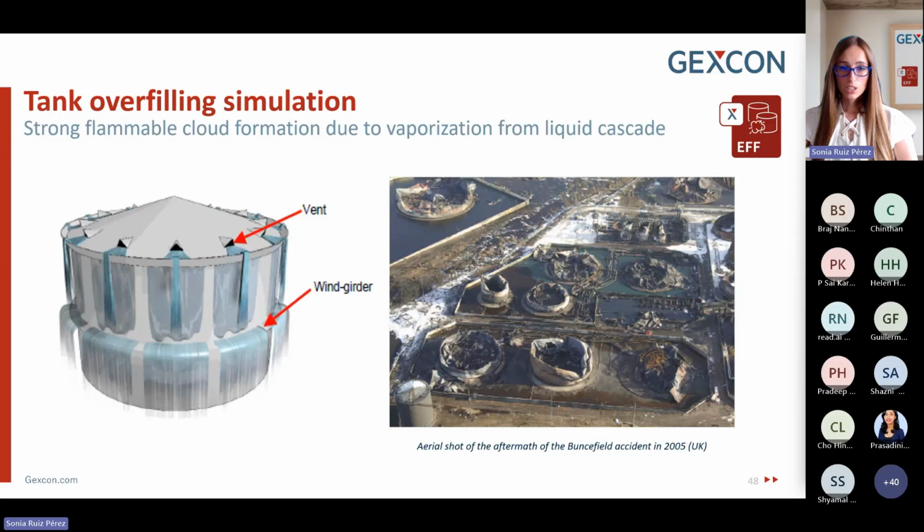Some more advanced models include a tank overfilling model. So prior to the Buncefield incident in 2005, the risk associated with overfilling fuel tanks was not fully understood. It was initially assumed that the liquid cascade would result in a simple spill, but research revealed that evaporation is significantly enhanced due to the formation of liquid cascades from fine liquid droplets. So we have a dedicated model for tank overfilling scenarios.